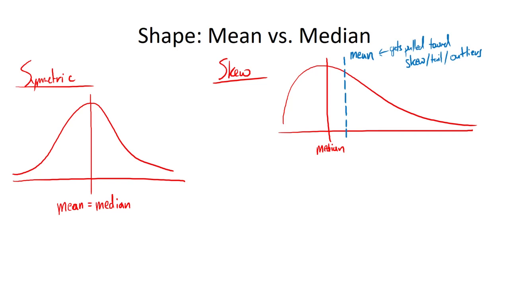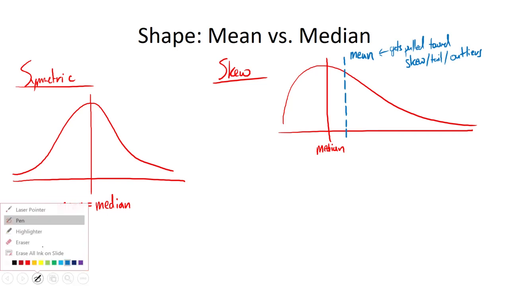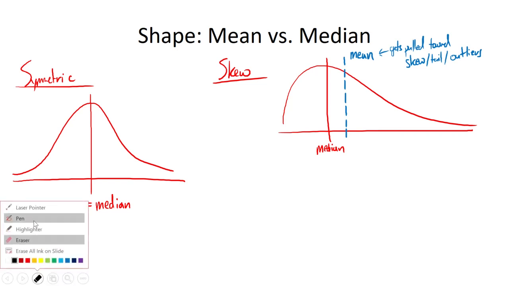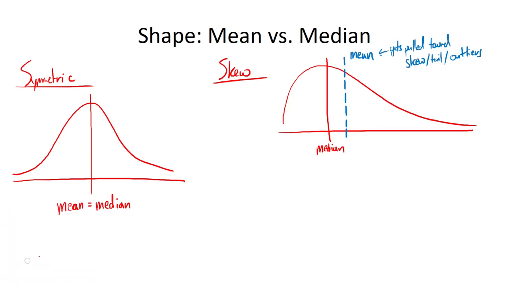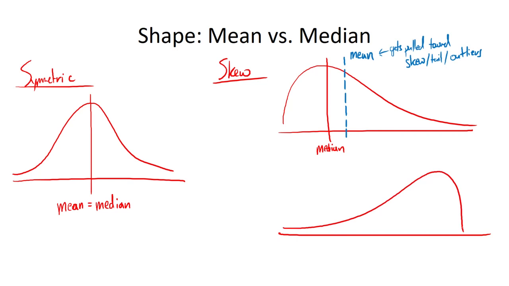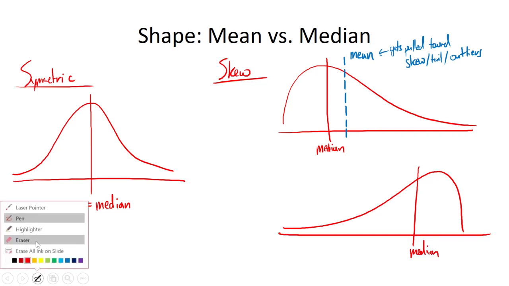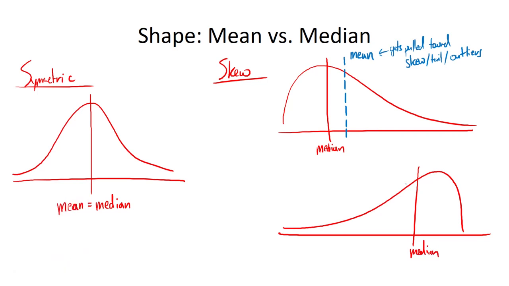And so it's not necessarily going to be your best representative of the center if you know you have outliers. The opposite thing happens in skewed left distributions. Your median may be somewhere like here, but then your mean is going to get pulled down. So in both of these situations, the mean gets pulled towards the skew, whichever direction that is.